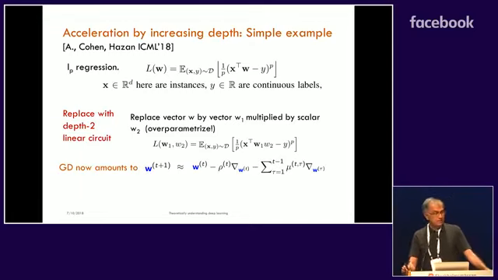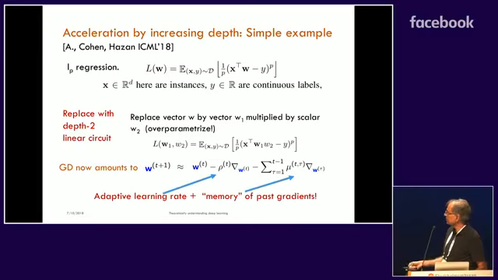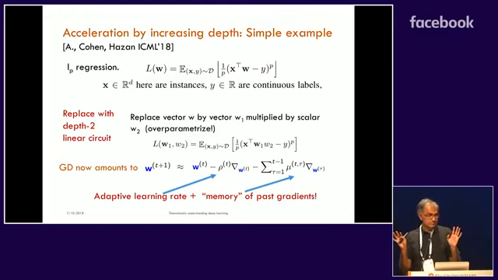So now with some simple math, you can show that gradient descent now amounts to an update something like this. W_{t+1} is approximately W_t minus this stuff, which is the previous gradient times some coefficients, and all the other previous gradients. And now for those of you who play with optimization or know a little bit about Adam and so on, what it's doing is an adaptive learning rate, implicitly, and some kind of memory of past gradients. So it's some simple analog of Adam, intuitively.